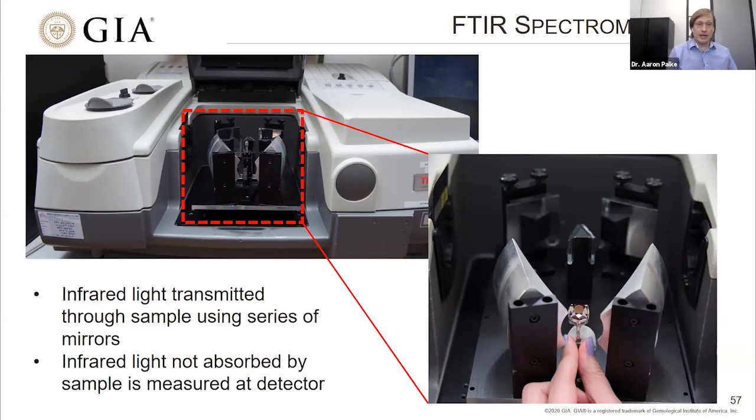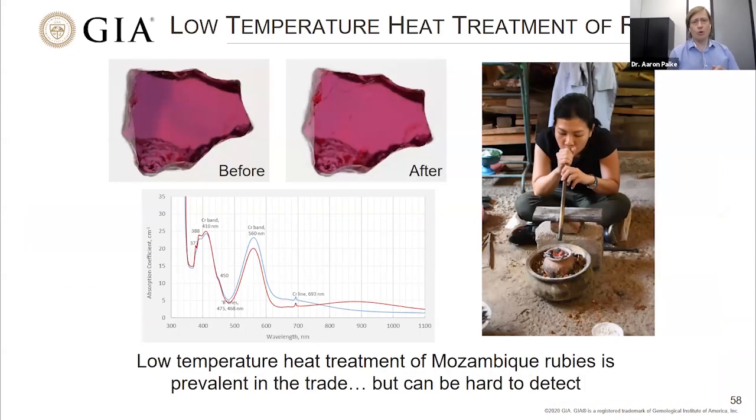Basically, what you need to know is that you take an infrared light source, shine it through your sample using a variety of mirrors, and you detect the infrared light that's not absorbed by your sample. And so you can measure how much infrared light is absorbed at different wavelengths. This can be used in many different applications for gemstone treatment identification and some laboratory versus natural stones as well. One really good example of this is low temperature heat treatment of Mozambican rubies.